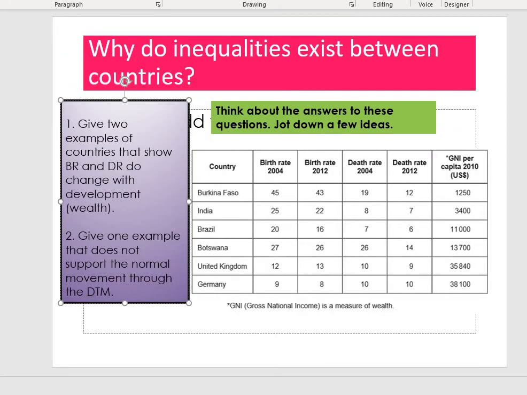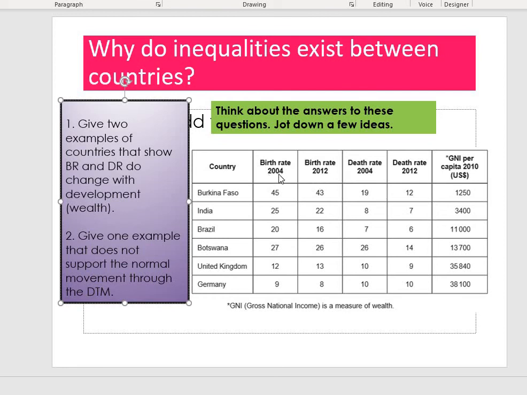So with that in mind, I'd like you to have a go at these two questions here. And that's to think about what this table is showing us about changes in birth rate and death rate with development or wealth. We can see in the table, for these different countries, we've got an idea of the development and wealth because we've got GNI per capita, okay? We've then got changes in birth rate and changes in death rate between 2004 and 2012.